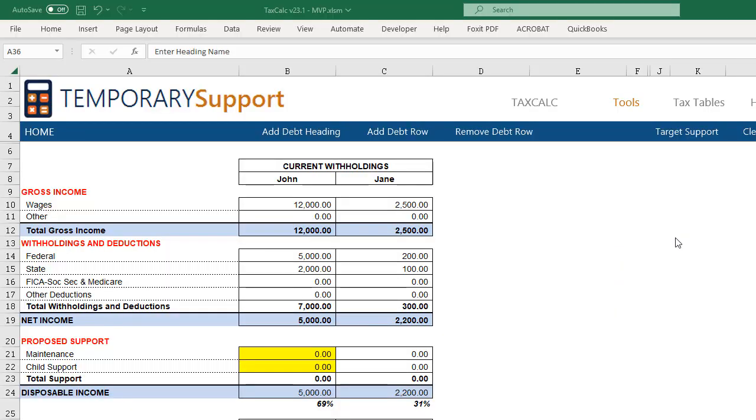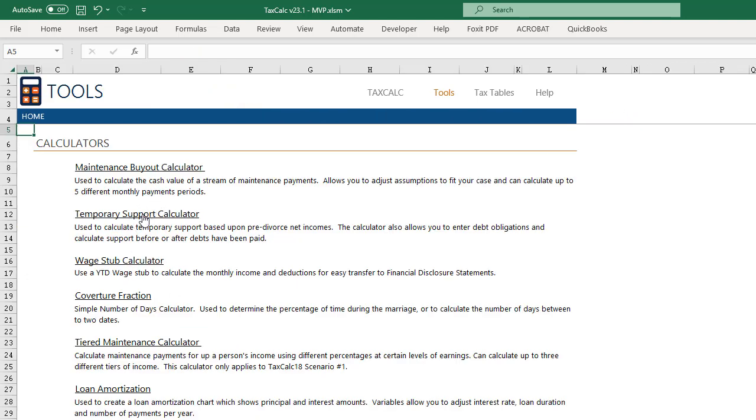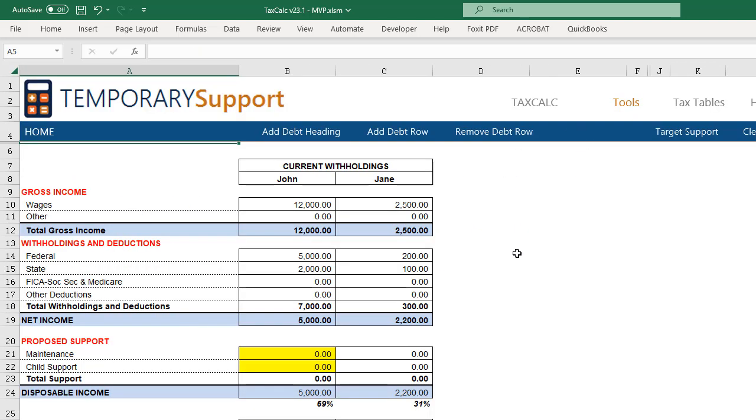TaxCalc Tools Temporary Support Calculator. You can find this calculator under the Tools section. Temporary support will be the second one down. This allows you really just to look at the current income and debt obligations for two parties in considering a temporary agreement. Usually it will pull through the names if you've entered those on TaxCalc.